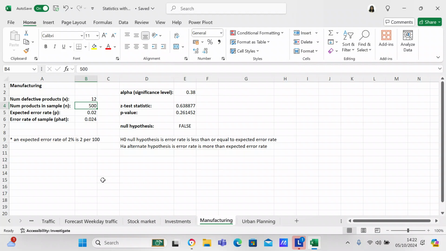So that's how you use statistics in manufacturing to determine whether the number of defective products meets the criteria, whether the null hypothesis is true. You want the null hypothesis to be true because you don't want a lot of defective products. If they're defective, you have to throw them out or sell them as seconds, and you don't want to do that. So we'll set this back to 10 defective products, and it's true. The null hypothesis is true.